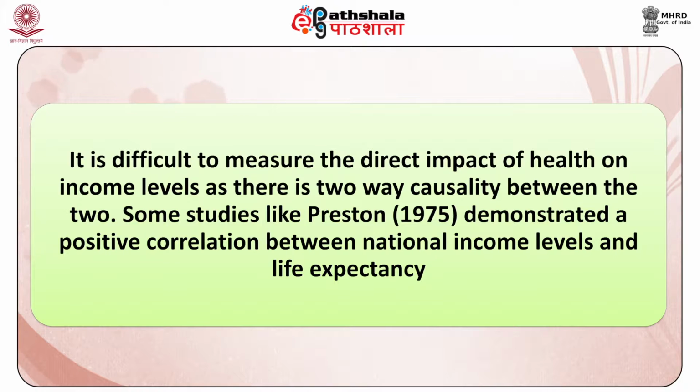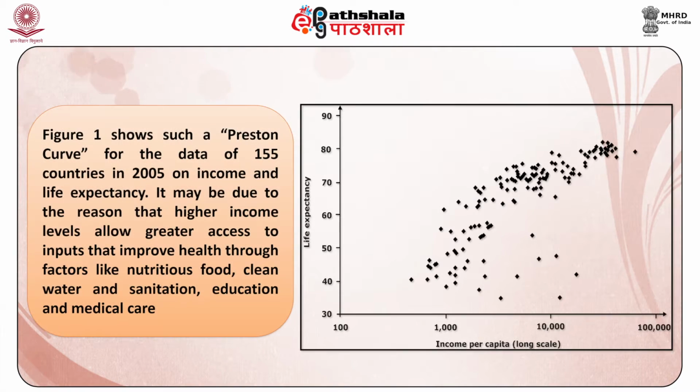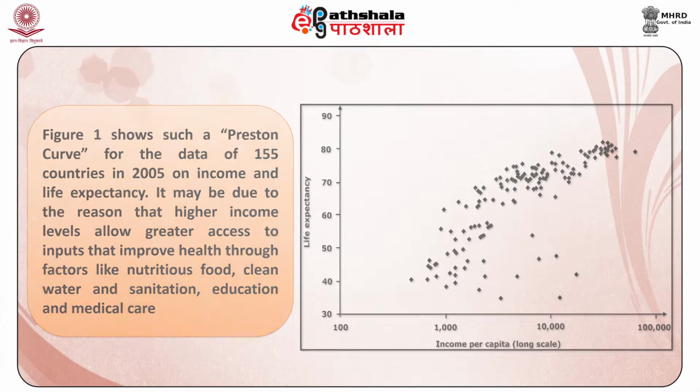Some studies like Preston in 1975 demonstrated a positive correlation between national income levels and life expectancy. Figure 1 shows the Preston curve for the data of 155 countries in 2005 on income and life expectancy. It may be due to the reason that higher income levels allow greater access to inputs that improve health through factors like nutritious food, clean water and sanitation, education, and medical care.